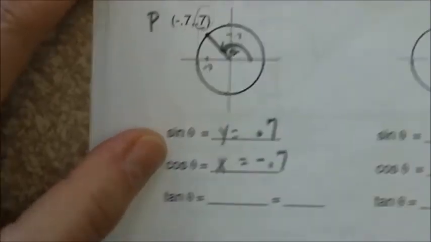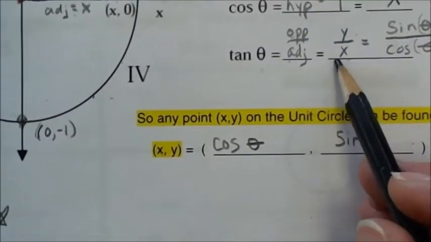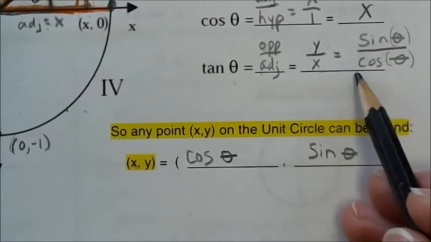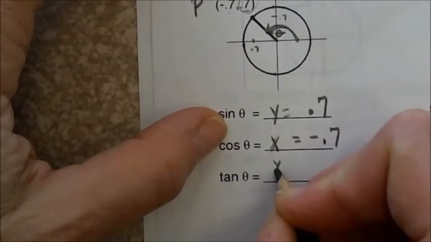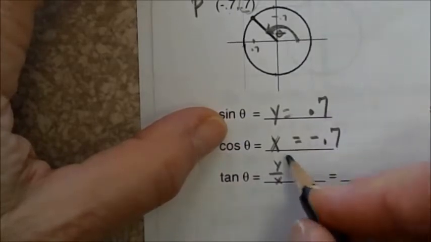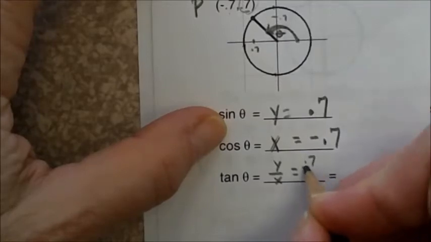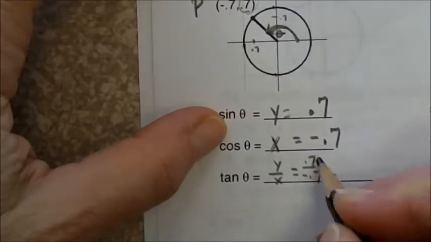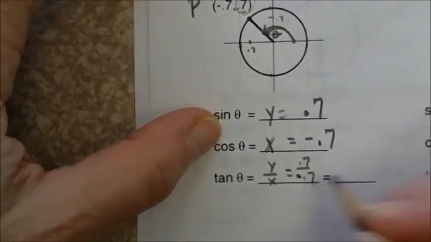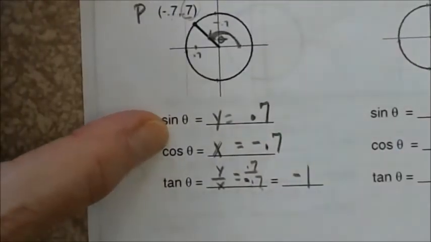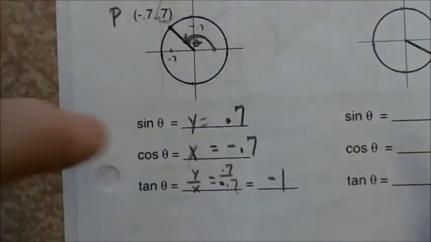And what is the tangent? Well, up here we said the tangent was y over x, or in other words, sine over cosine. So the tangent, we'll just call this y over x. Y over x is equal to 0.7 over negative 0.7, and anything over itself is 1. And we have a positive over negative, so that would be negative 1. So the tangent of this angle theta, whatever it is, and we can figure it out.